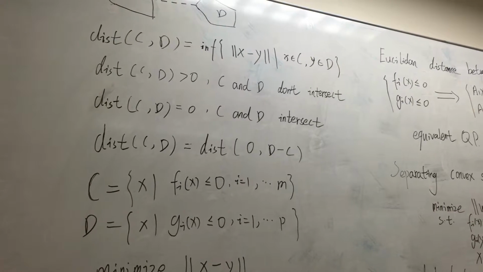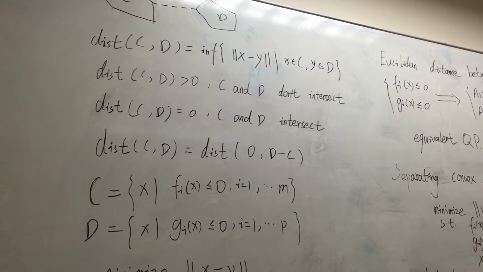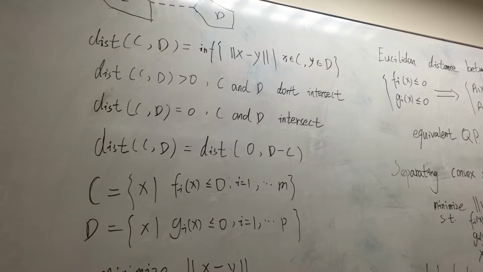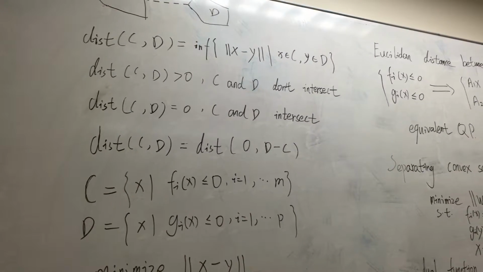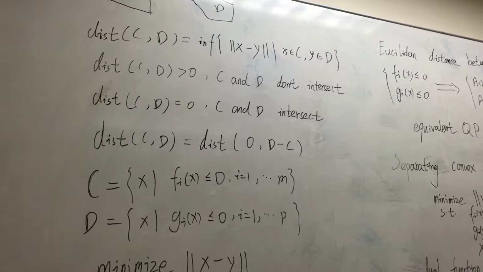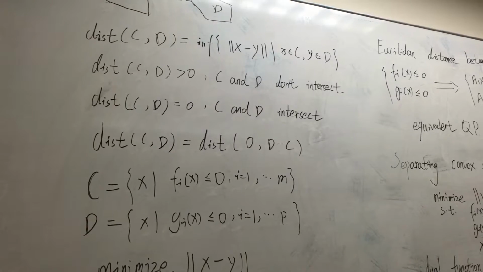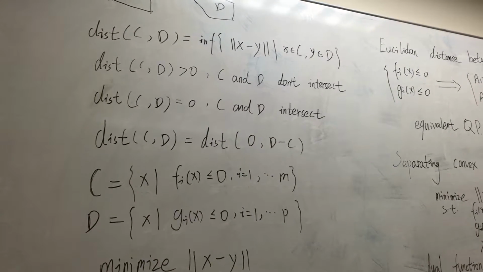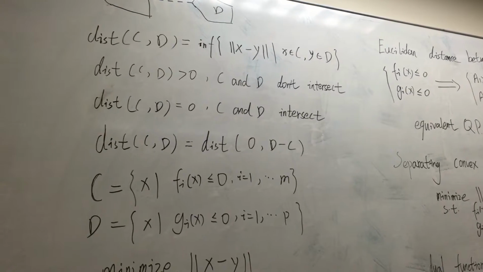The two sets C and D don't intersect if the distance between them is greater than 0, and they intersect if the distance is equal to 0. And the infimum in the definition is attained, for example, if the sets are closed and one of the sets is bounded.